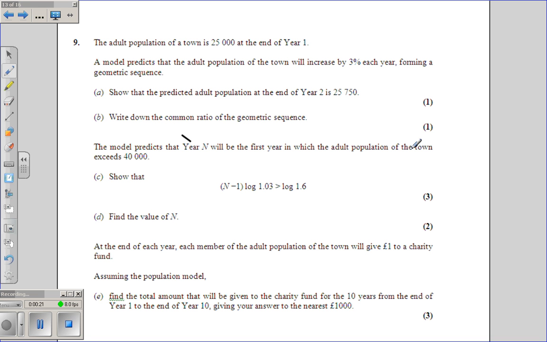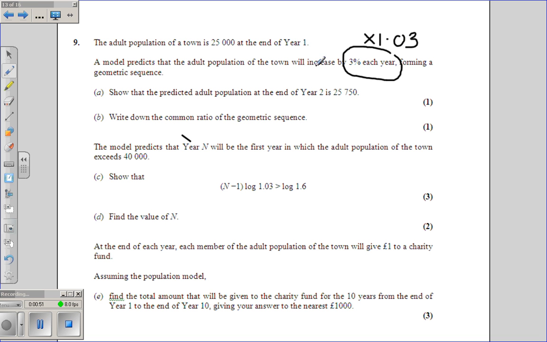So we've got an adult population of a town, 25,000 at the end of year 1. The model predicts that the adult population of the town will increase by 3% each year, forming a geometric sequence. What you need to realise before reading anything is that if it's increasing by 3% each year, then your multiplier, your common ratio, is 1.03.